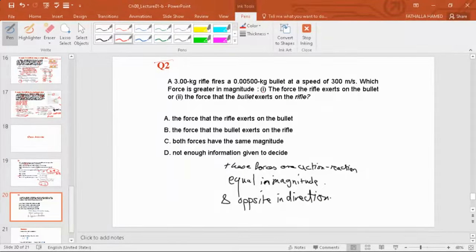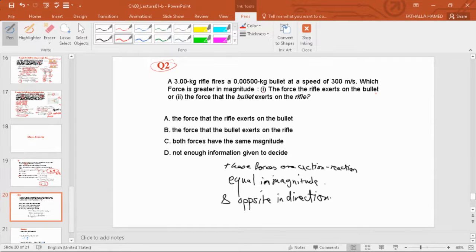This question here is related to what we did in the example of the rifle. A 3 kilogram rifle fires a 0.05 kilogram bullet at a speed of 300 meters per second. Which force is greater in magnitude? The force the rifle exerts on the bullet, or the force the bullet exerts on the rifle? And they give you options here. You can look and you tell me what is the right option here.